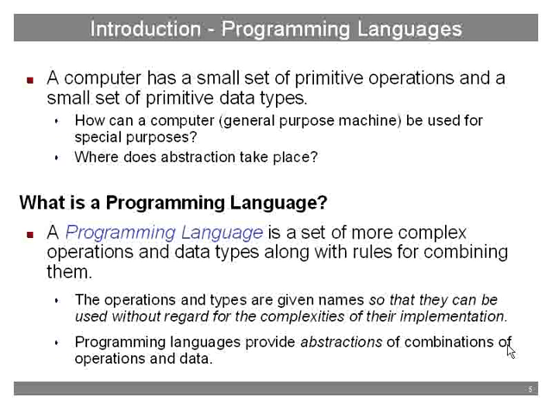In fact, the complexity involves both operations and data types. The operations and data types that are built into the machine can be combined to provide more complex operations and more complex data types. This is done when the programming language is developed. Later on in your course of study, you'll actually study compilers, and you'll learn how this is accomplished. However, in this course, we'll notice that languages provide abstraction by combining operations and data.